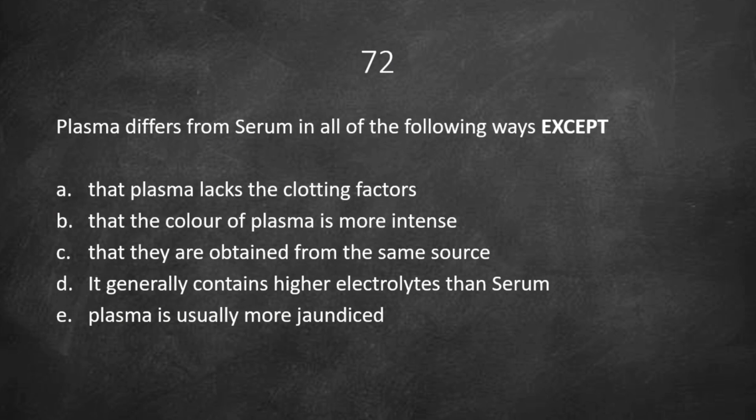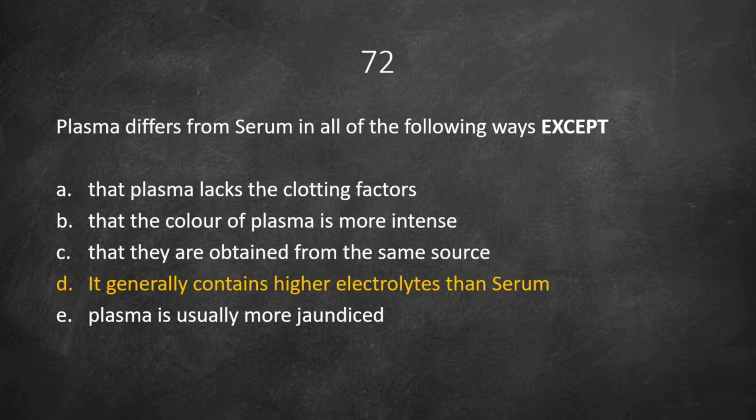Okay. Question 72. Plasma differs from serum in all the following ways except A. The plasma lacks the clotting proteins. B. That the color of plasma is more intense. C. That they are obtained from the same source. D. It generally contains higher electrolytes than serum. Then E. Plasma is usually more jaundiced. So the answer here is it generally contains higher electrolytes than serum. So see, the question again says that plasma differs from serum in all the following except.